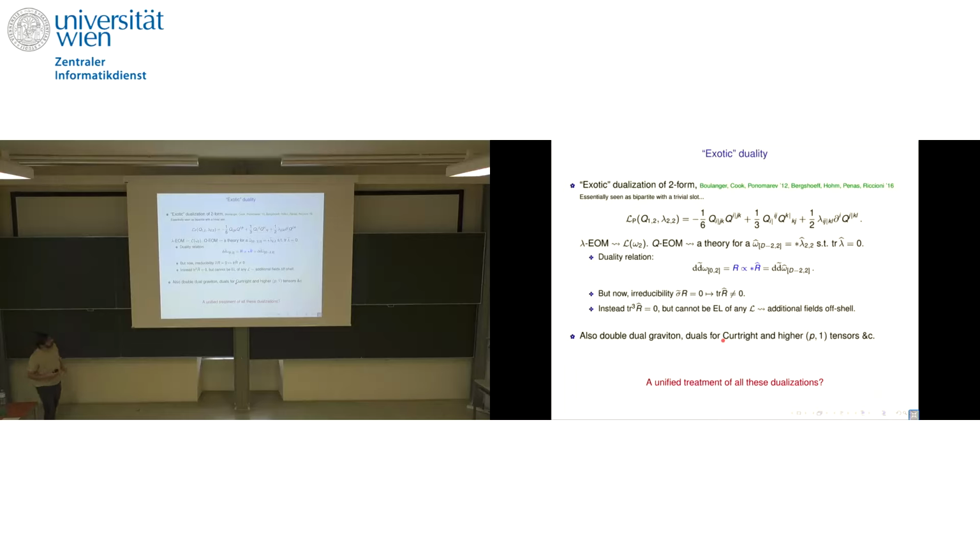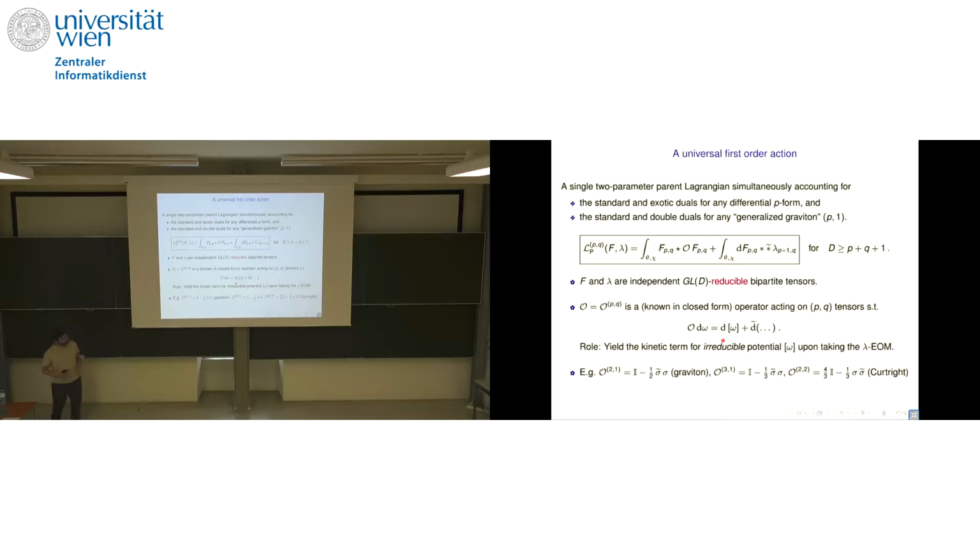So what we wanted to understand is whether all these seemingly different looking starting points have some sort of common origin. And indeed they do. And it becomes very transparent in our formalism, I think. So we have a single two-parameter Lagrangian, which is first order, which describes all the above that I mentioned, and I will discuss in a little while precisely when it gives the dualization.